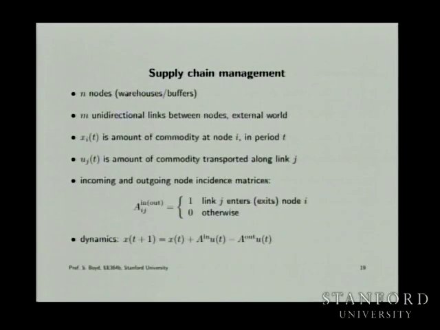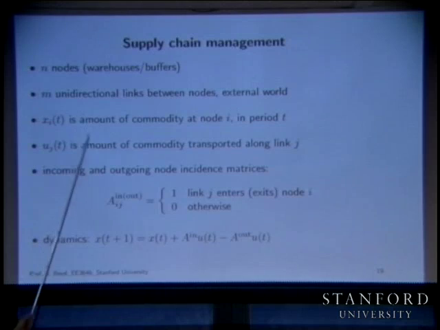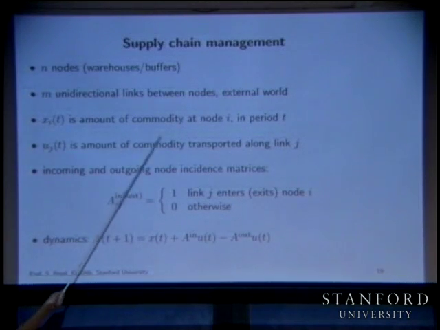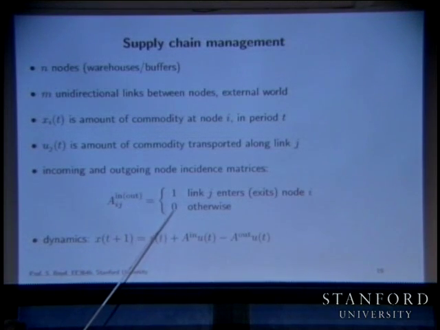Then you have m links that go between the nodes or the warehouses. These could be communication links, air freight, pipes, it doesn't matter. x_i(t) is going to be the amount of commodity at node i in period t. u_j is the amount of commodity transported along link j. Then we'll split the traditional graph node incidence matrix into its positive and negative parts, and call those A_in and A_out. This tells you whether link j enters or exits node i. So A_in minus A_out would be the traditional graph node incidence matrix, the one that's got the 1 and minus 1 on every edge. The 1 tells you what it points into, and the minus 1 tells you where it comes from, or the other way around, depending on which standard you use.